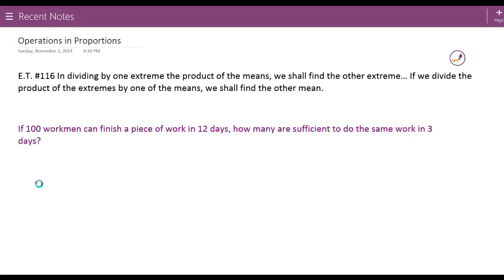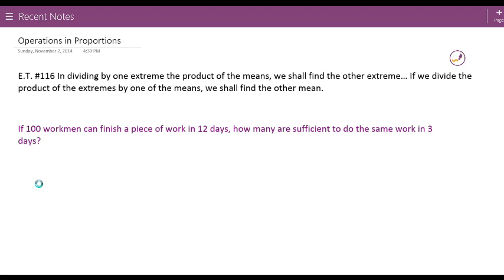If 100 workmen can finish a piece of work in 12 days, how many are sufficient to do the same work in 3 days? Okay, so for our example at the moment, I'm going to set it up in a specific way, but again, there are many options for setting these up as long as your similar types are together, and you can go back to section 114 to look again at how you can set up your ratios or your fractions.